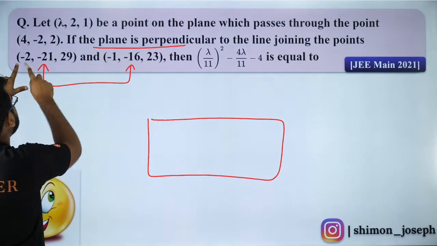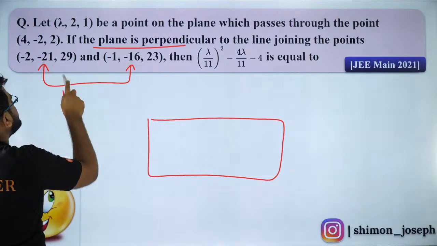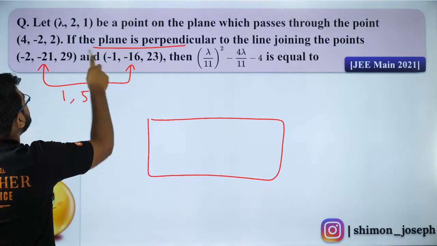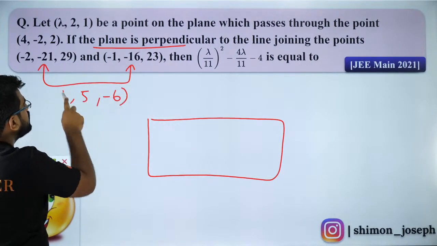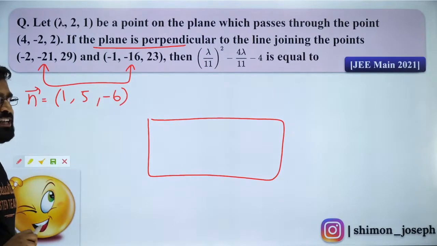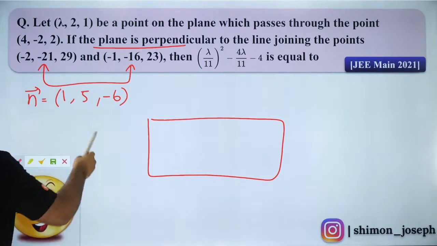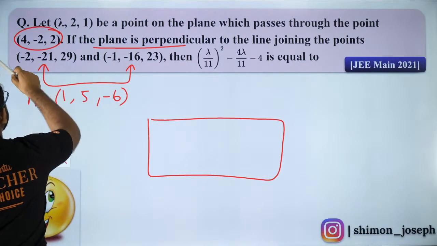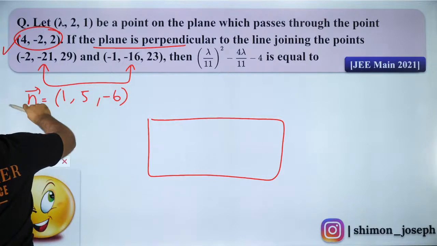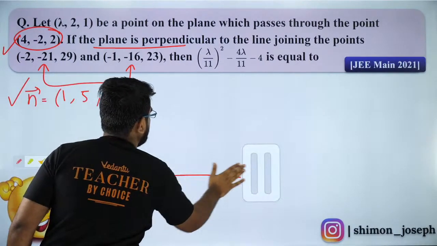So what is the direction of the line joining these two? It will be minus 1 minus of minus 2, which will be 1. 16 minus of minus 21 will be 5. 23 minus 29 will be minus 6. So this is the normal direction. Did you all like it? So I got the normal, and I also know 1 point on the plane. Can't I find out the plane equation? Very simple.